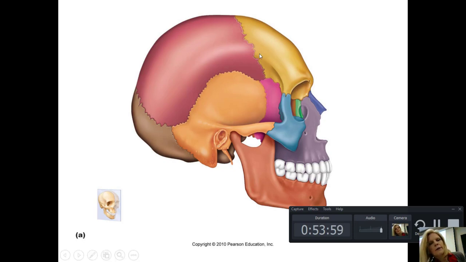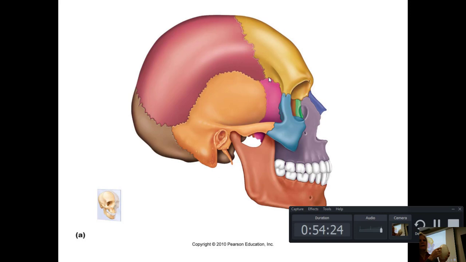So between the frontal bone and the parietal bones, we have this suture here. It sits on the head like a crown. That's why it's called the coronal suture. So the coronal suture divides the frontal bone from the two parietal bones. If I look here, I can see the coronal suture sits on the head like a crown at the back of the frontal bone at the start of the parietal bones.